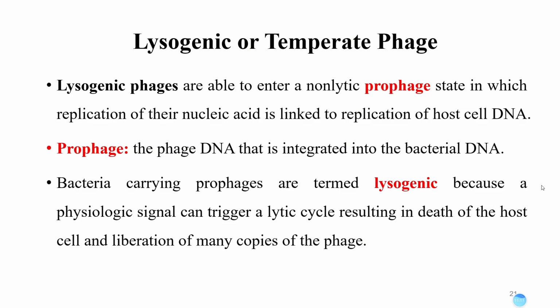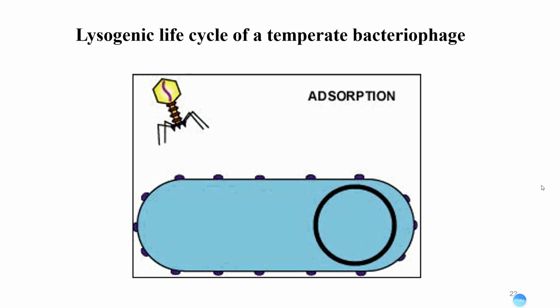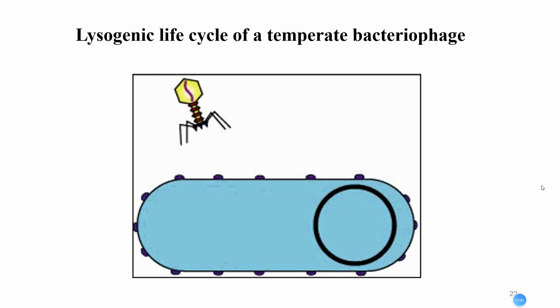Those bacteria carrying the prophages are called lysogenic because a physiologic signal can trigger a lytic cycle. So once it's induced, those bacterial cells can further enter the lytic cycle, and that will result in death of the whole cell and also release of many copies of the phage. Let me show you the life cycle. So this is a lysogenic life cycle.